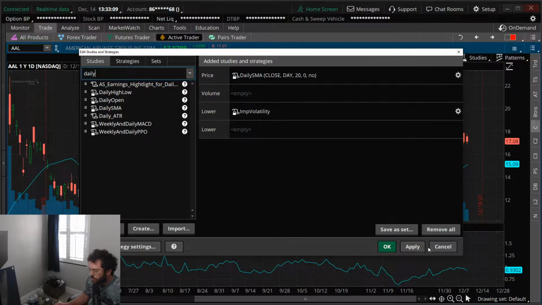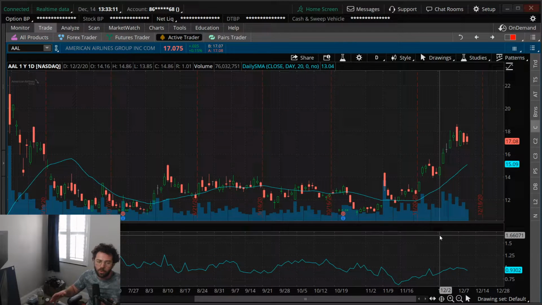But why do I like using this 20-day moving average? Well, a couple of reasons. I'm a very fast and aggressive trader. There's no doubt about that.